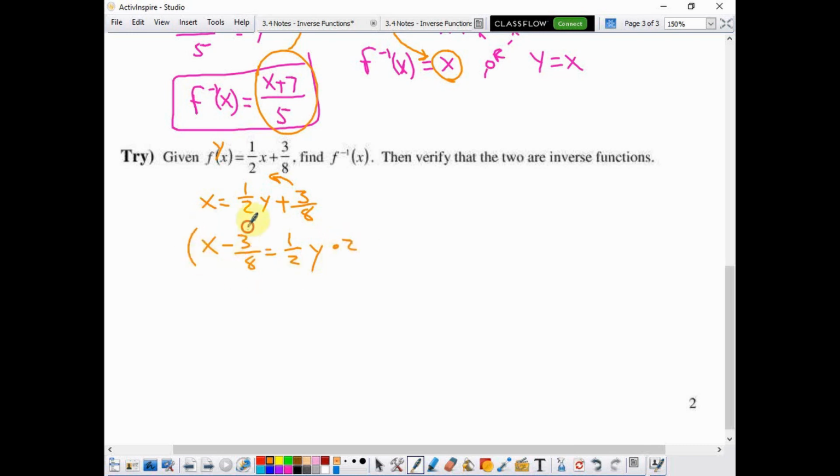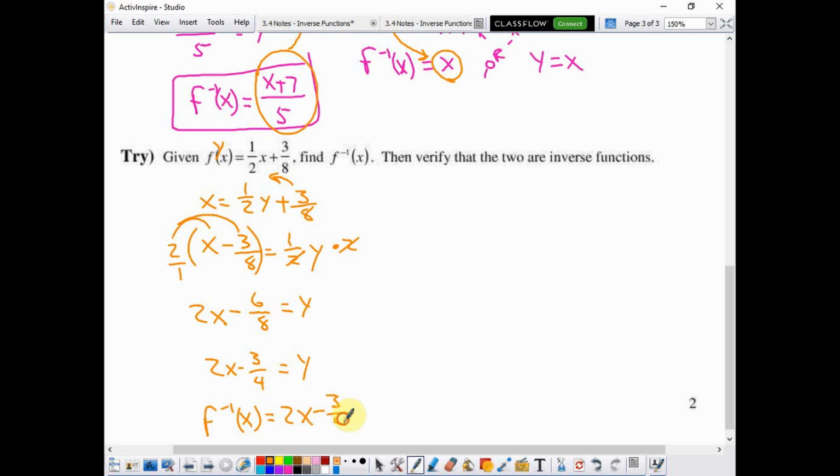So I'm going to multiply both sides by 2. And that will cancel out that 1/2 for me. And then I'll distribute this 2. 2x, and this is 2 over 1. So 2 over 1 times negative 3/8 is negative 6 over 8, which is 3/4. Back in function notation, f inverse of x equals 2x minus 3/4.